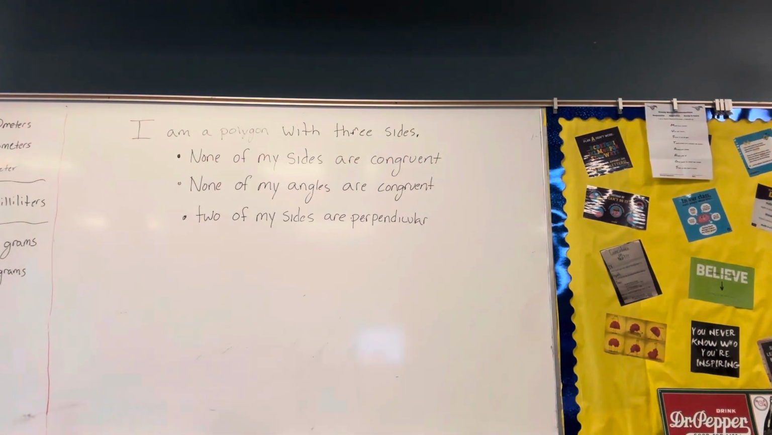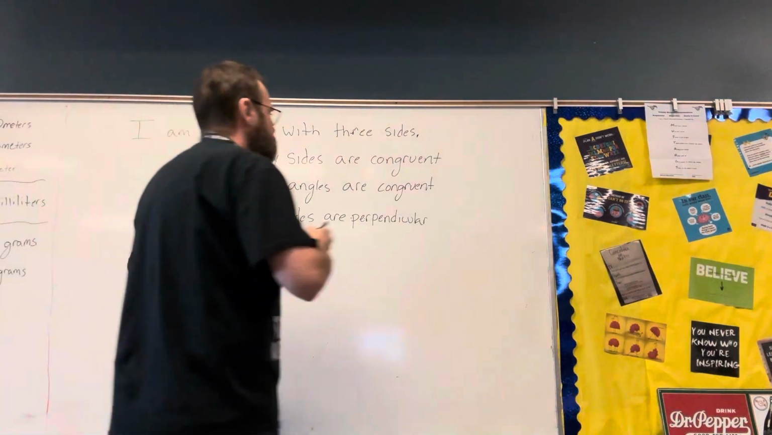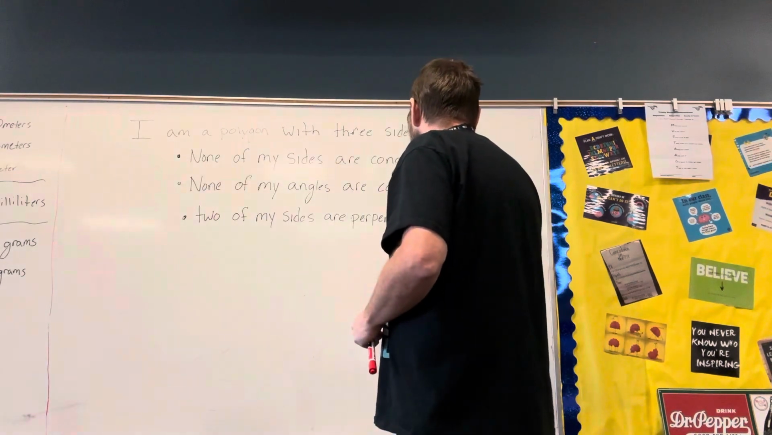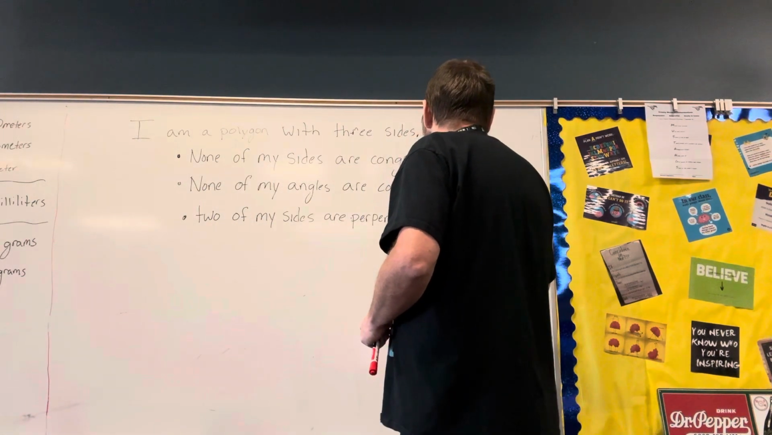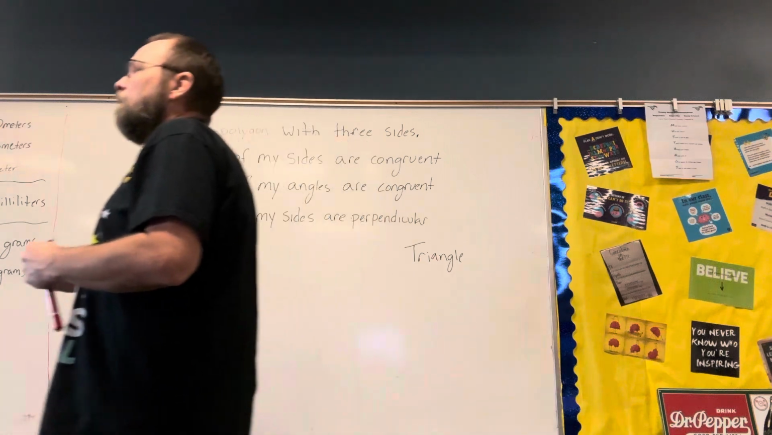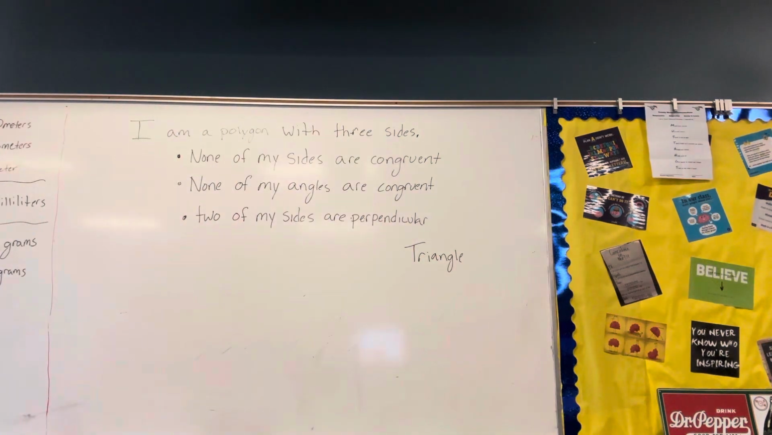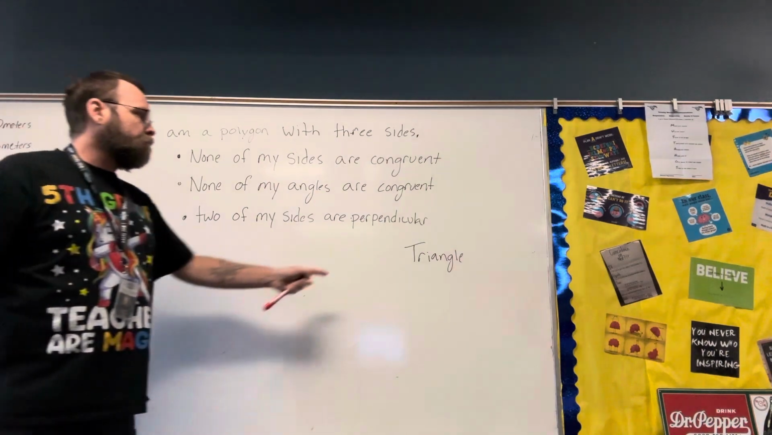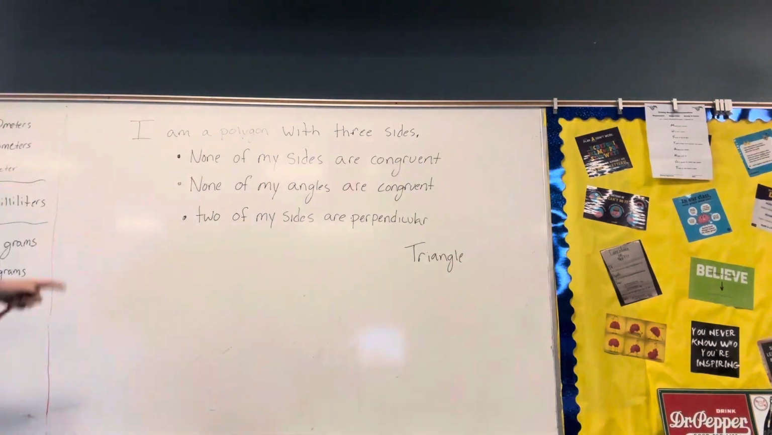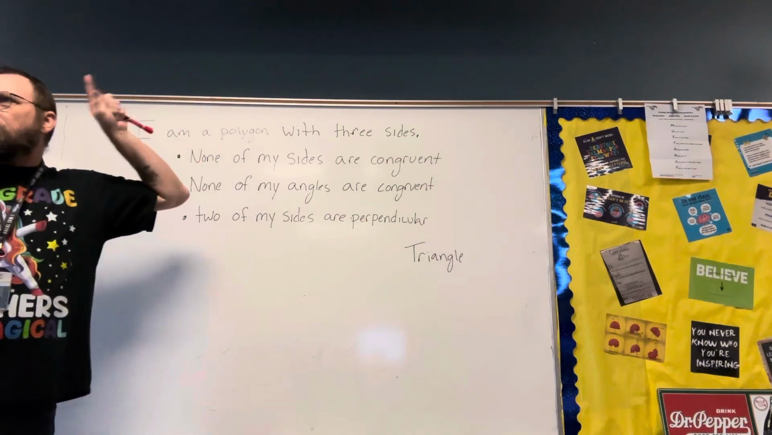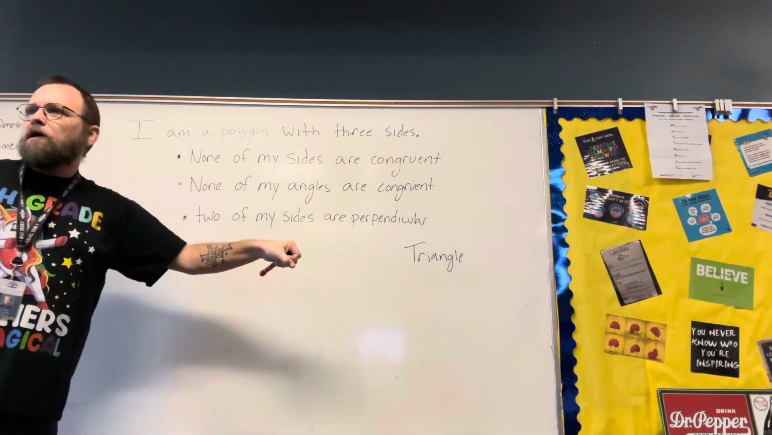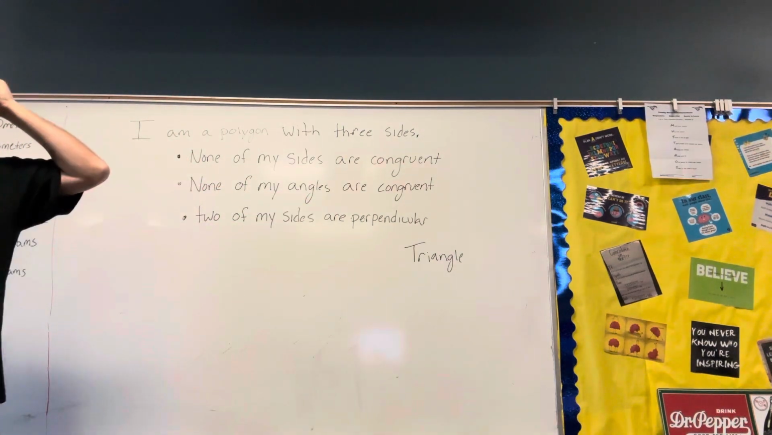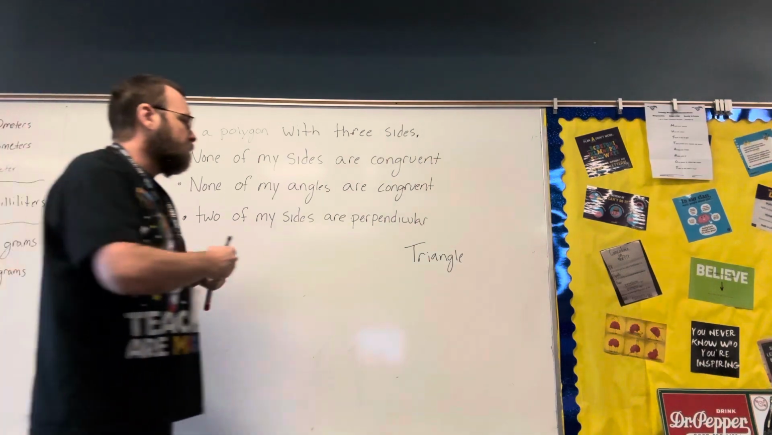I'm a polygon with three sides. Well, that means you're a triangle, because a polygon is a straight-sided closed figure with at least three sides. A three-sided closed polygon is a triangle. None of my sides are congruent. So what's a triangle where none of the sides are congruent called? Scalene.